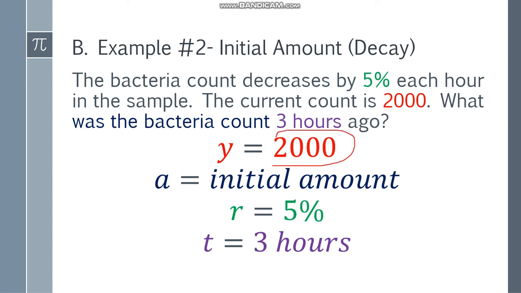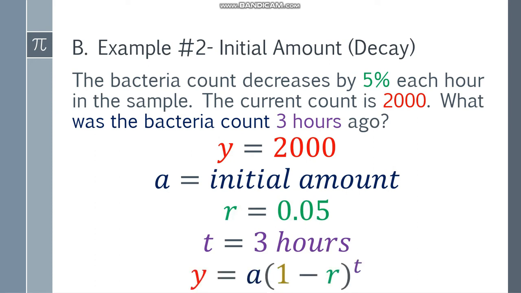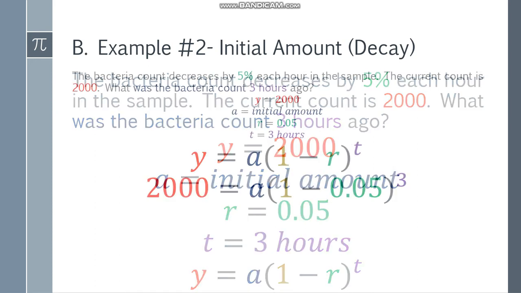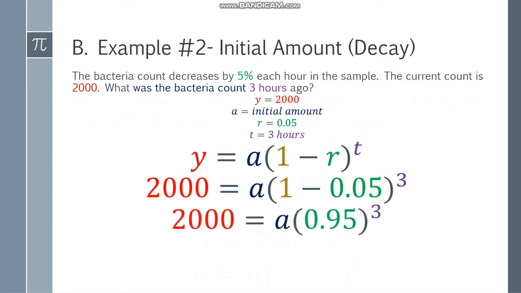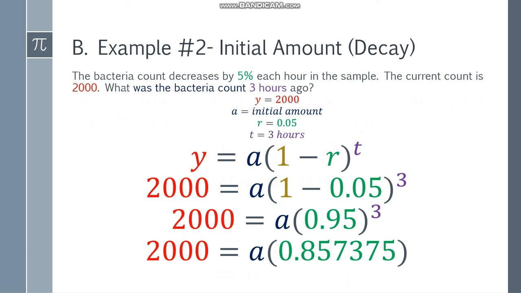Okay, so yung susunod nating gawin, yung 5% gawin natin siyang decimal, that will be 0.05. And lagyan mo yung formula at substitute mo yung mga values. So, we have 2,000 is equal to A times (1 minus 0.05) to the third power. Simplify mo yung nasa loob ng parentheses, that will be 0.95. Okay? I-cube mo na siya, that will be 0.857375.